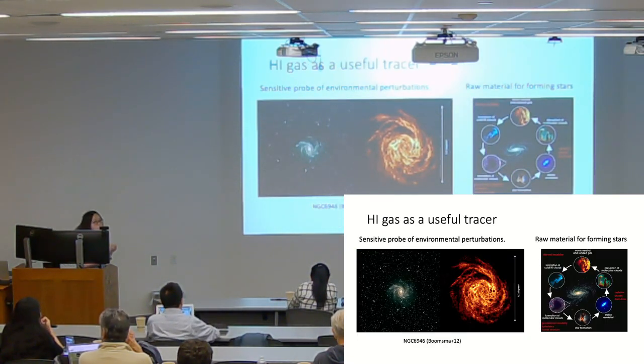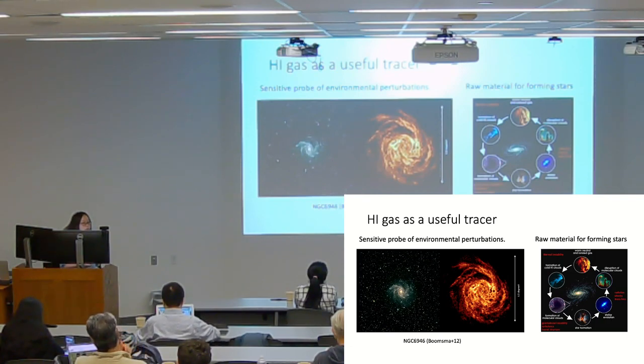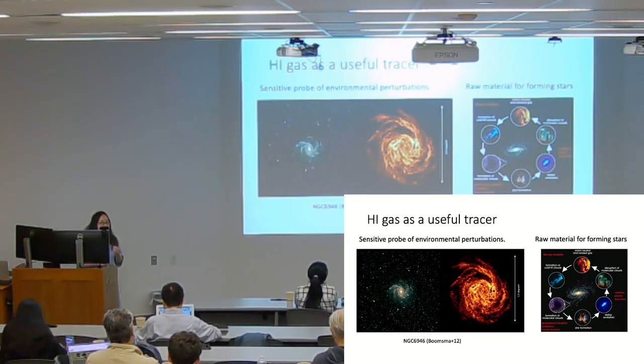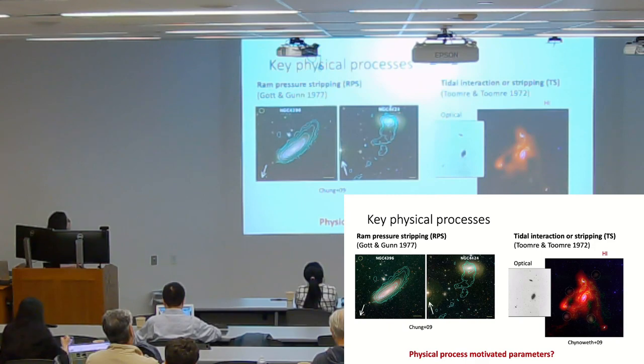HI gas is a useful tracer because it is a sensitive probe of environmental perturbations. It is of low density, and it is more extended than the optical disks when the galaxies are not yet passive. It is also the raw material for forming stars, so its removal precludes the quenching or suppression of star formation rates. HI is removed by hydrodynamical and gravitational effects. Two major ones among them are ram pressure stripping and tidal interaction or stripping.